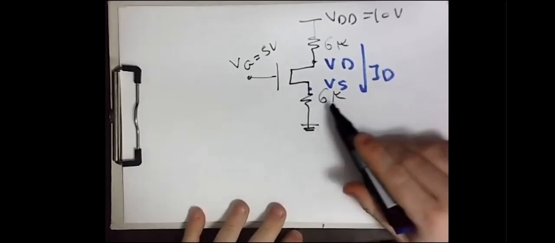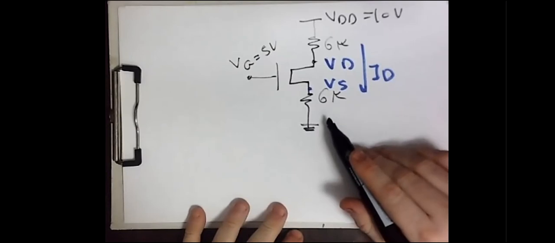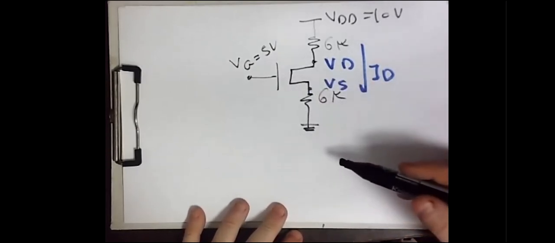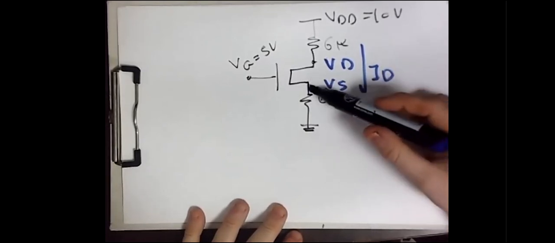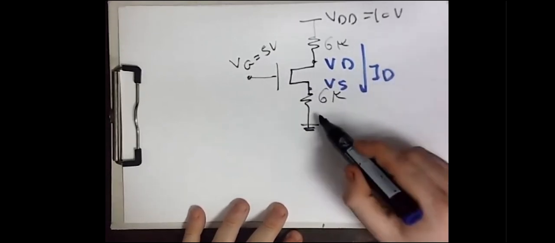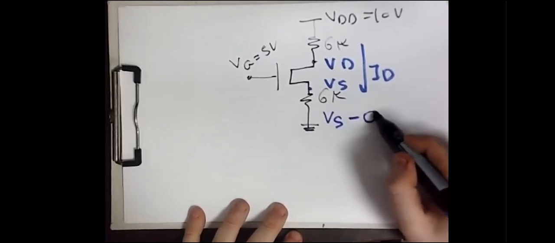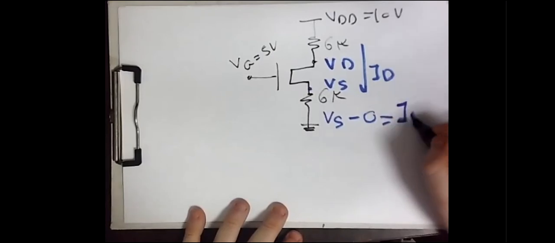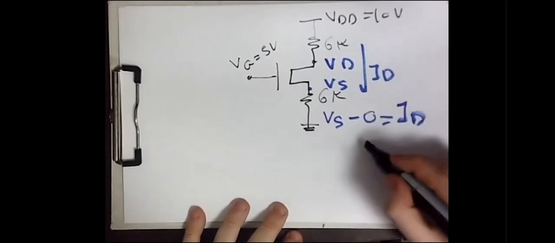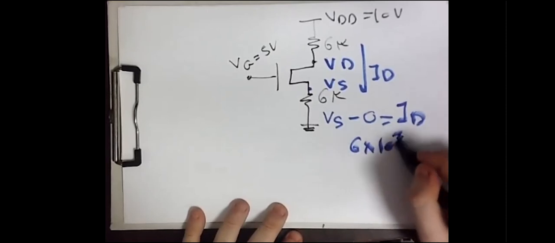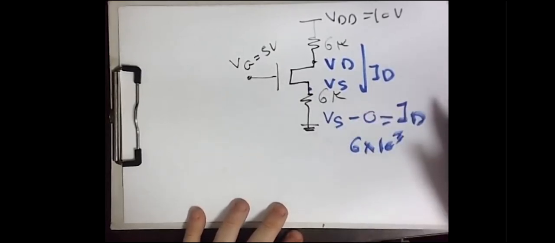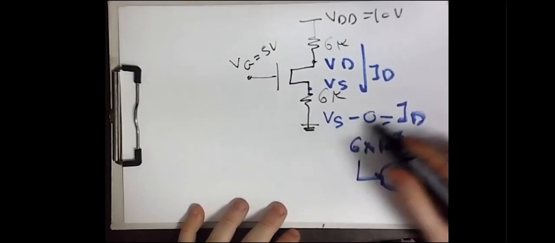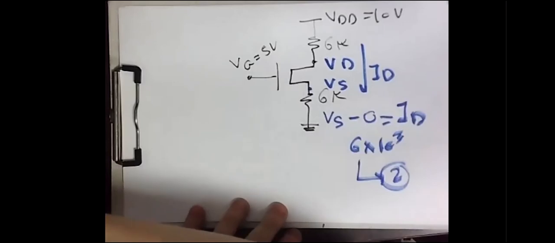So let's check this 6 kilo ohm resistance. The voltage drop across this 6 kilo ohm resistance is simply VS minus 0, which is equal to the current flowing into the resistance, which is ID, times the resistance value, which is 6 times 10 power 3. So this is the other equation. This is the second equation you can use in terms of VS and ID. So you have now two equations.